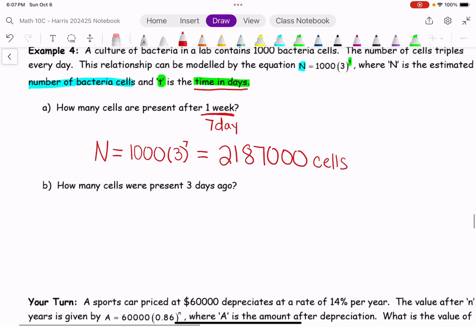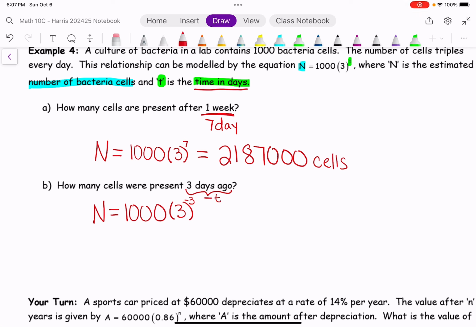Okay, so that one's a pretty straightforward one. The next question says how many cells were present 3 days ago. So that means past tense. Okay, so I'm going to do the same equation. So n is equal to 1,000 times 3, but then it's 3 days ago. So that's going to be my negative number. So I actually want -3 to go up as my time, because that's going to be backwards.